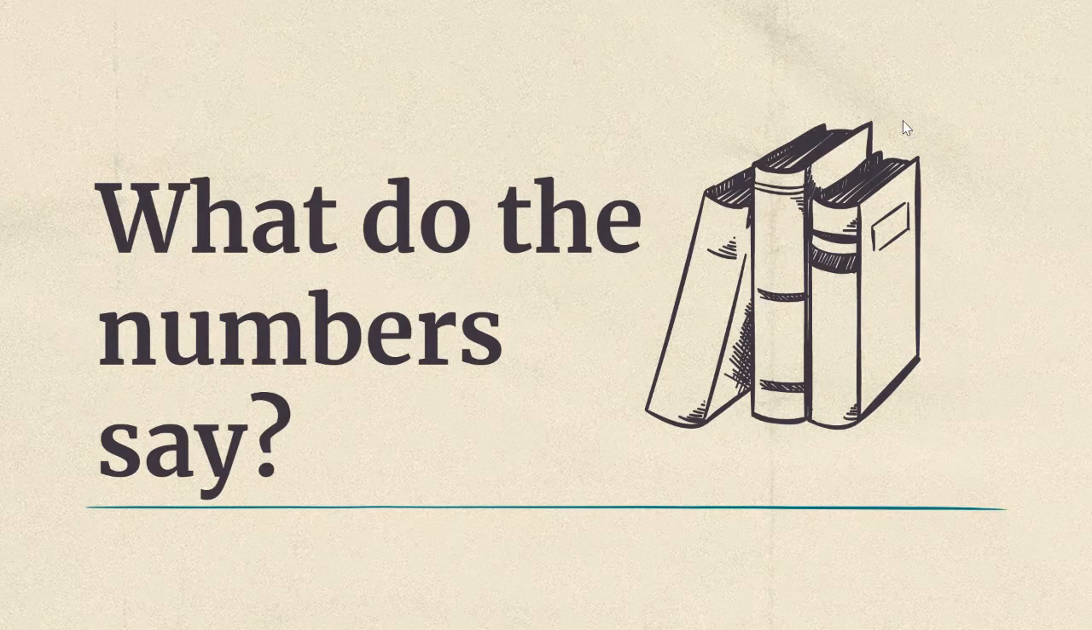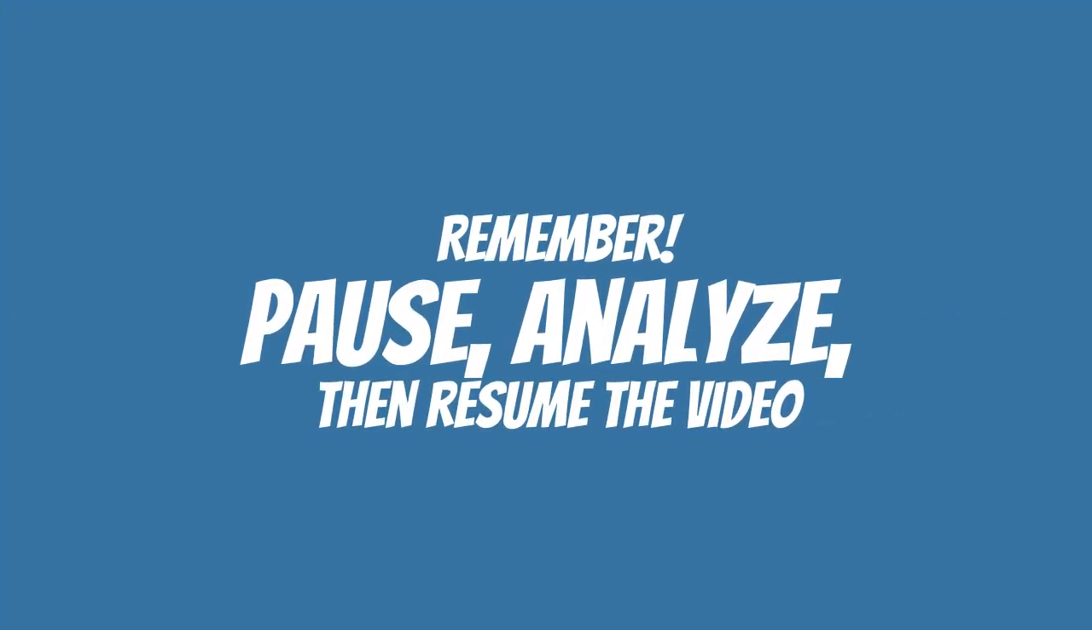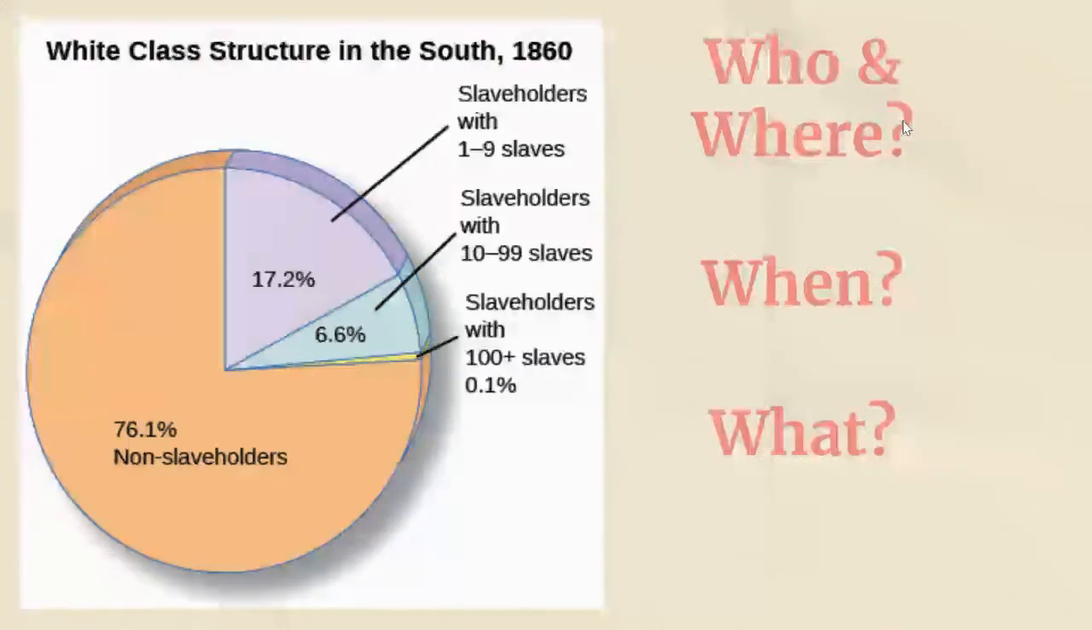What do the numbers say about slavery? What do they say about slavery? So let's dive into that. What do we see when it comes to slave holding? Okay, so who and where, what does this image have to do with? When does it have to do with? When are we looking at this map and then graph rather? And then what is it telling us?